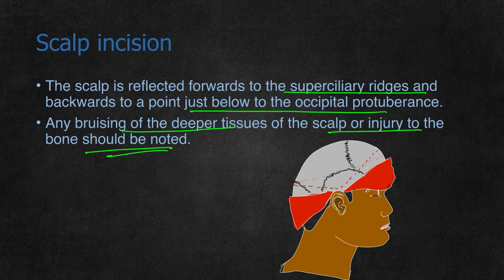The scalp incision should usually also include the periosteum so that the complete bone layer is visible. So any fractures, bruises, or any abnormalities in the scalp or under the scalp, and any hemorrhages present, have to be noted.